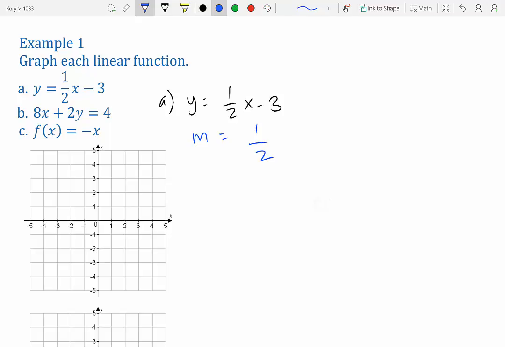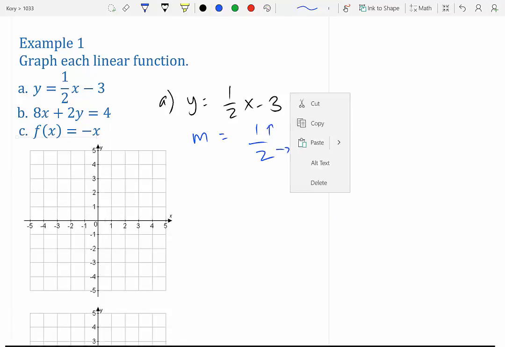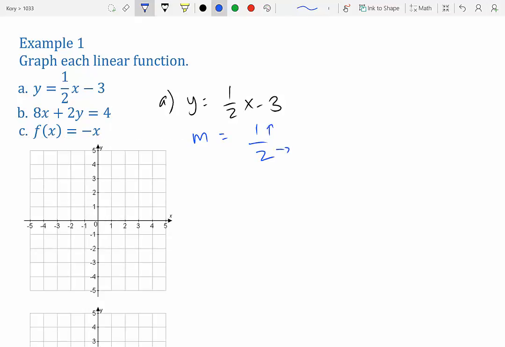Since it's positive, we can go up and right, or down and left. Now we can go down and left because down is a negative and left is negative, and negative divided by a negative is positive. After we identify the slope, we want to identify our y-intercept. Our y-intercept is always going to be the number without the x, and it's always going to be 0, that number. Take the sign with it, that's why it's negative 3. After you have those two things, you can go ahead and start graphing.